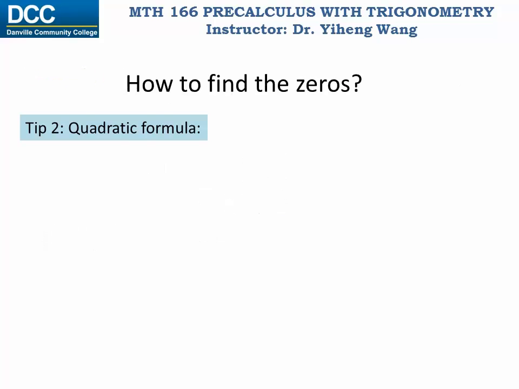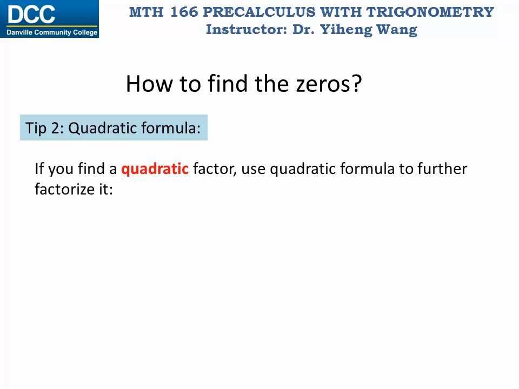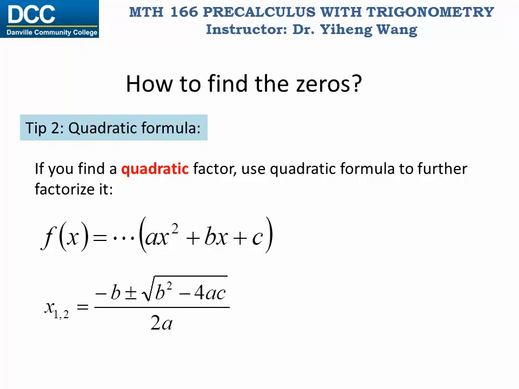Tip 2. Don't forget about the quadratic formula. As soon as you see a quadratic factor, you can always use the quadratic formula to further factorize it. Say for your polynomial function, ax squared plus bx plus c is a quadratic factor. From here, you can always solve for two zeros using the quadratic formula, and these two zeros, x1, x2, correspond to the two factors x minus x1 and x minus x2.